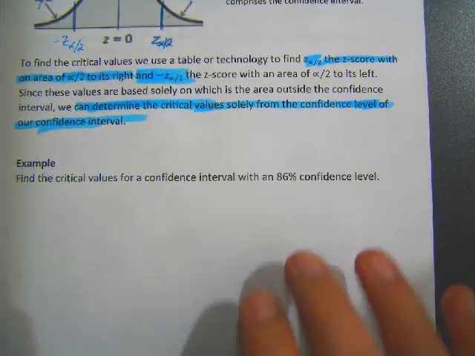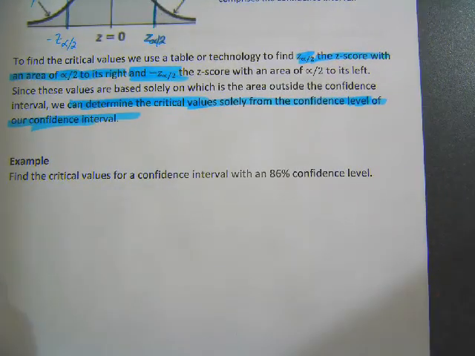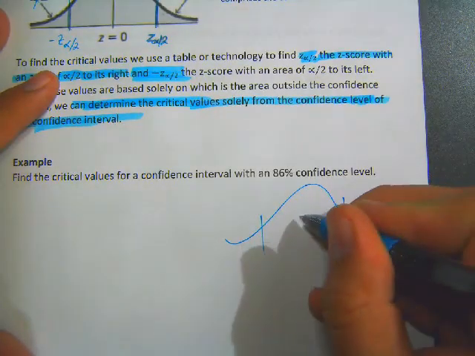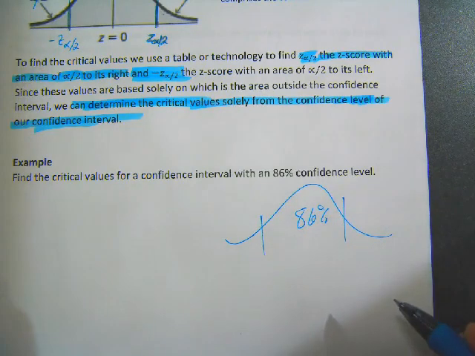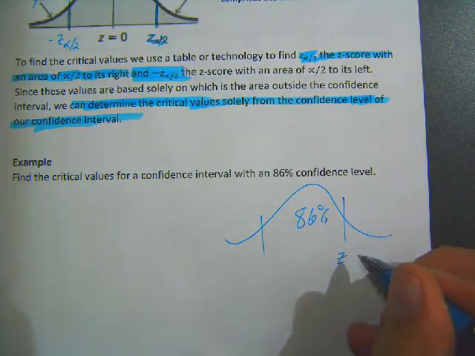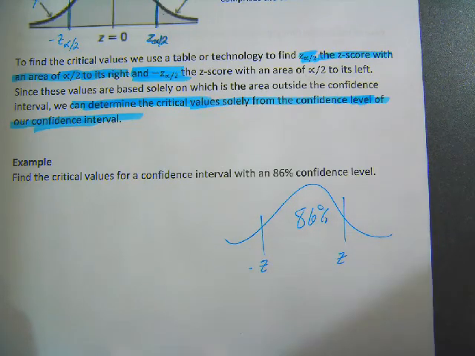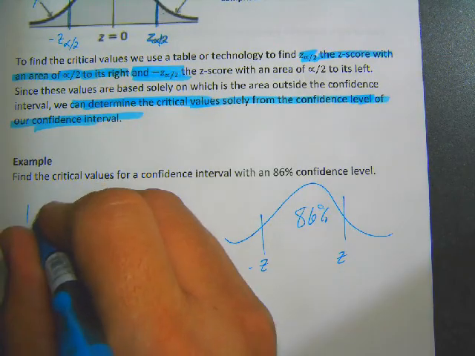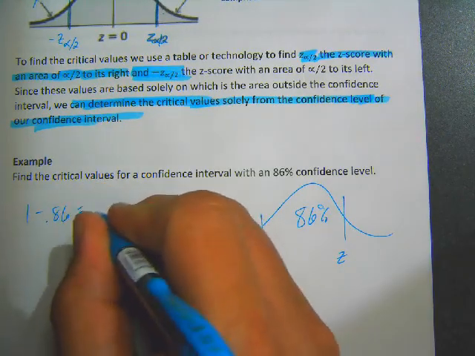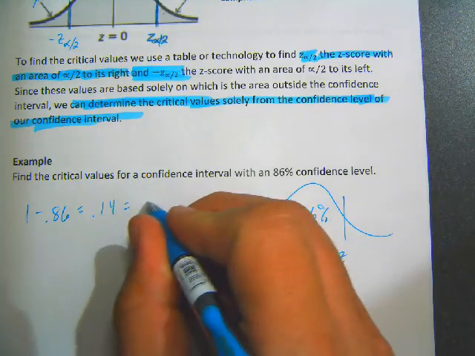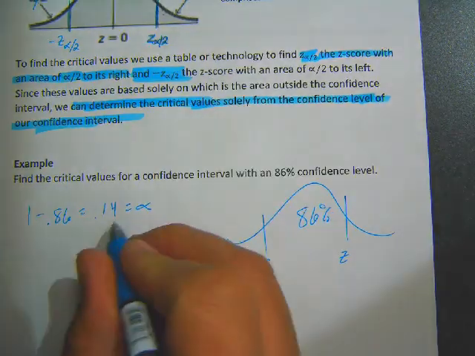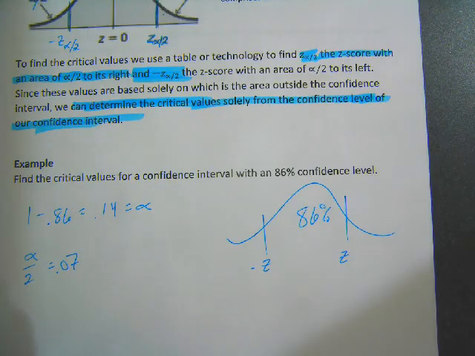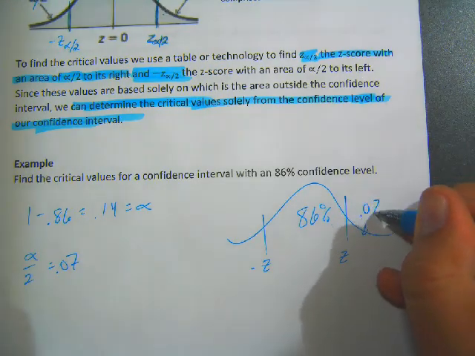Let's do it for 86%, just so we get a different number, but it's the same idea. We're finding, if we have a normal distribution and we want 86% in the middle, what are the z-scores, the z here and the negative z here? To do this, we take 100 minus 86%, or 1 minus 0.86, and we see there's 14% as alpha, the two regions together. If I divide that by 2, alpha over 2 is going to be 0.07, or 7%. So each one of these regions is going to be 0.07.